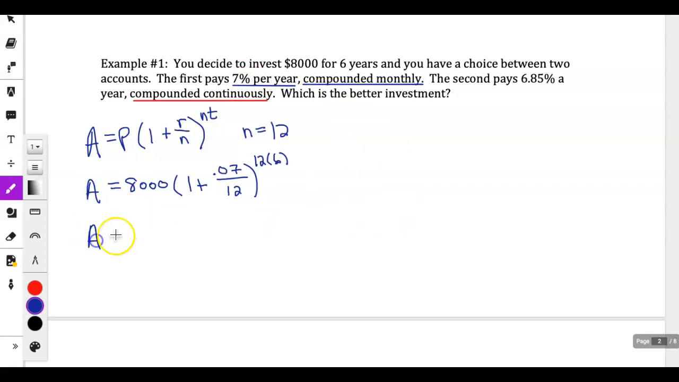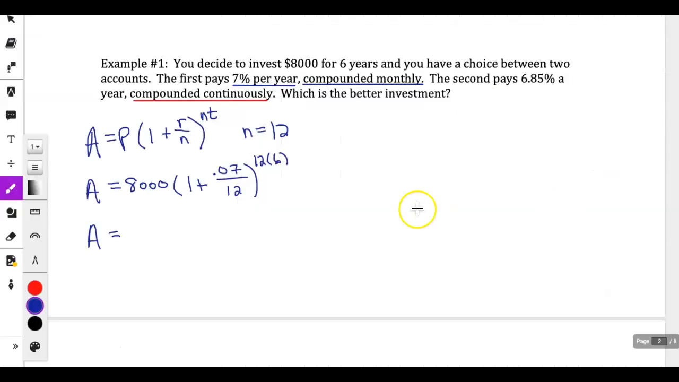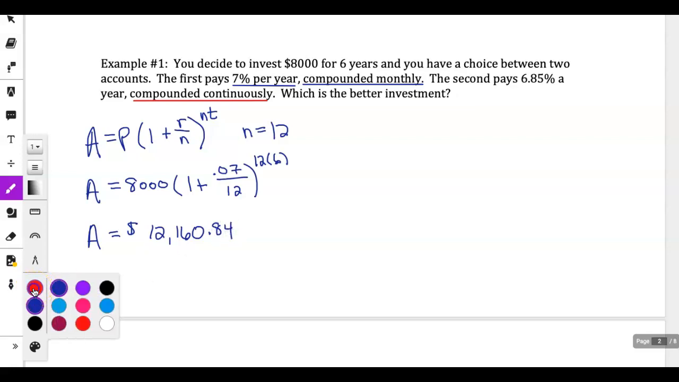At this point, you'd type this into your calculator, or you'd go right to Desmos. So I'll do it in Desmos so you can see it. So in Desmos, that would be 8,000 times 1 plus 0.07 divided by 12, to the 12 times 6. And that gives us $12,160.84. So that would be the amount if you followed those investing rules. So 160.84.